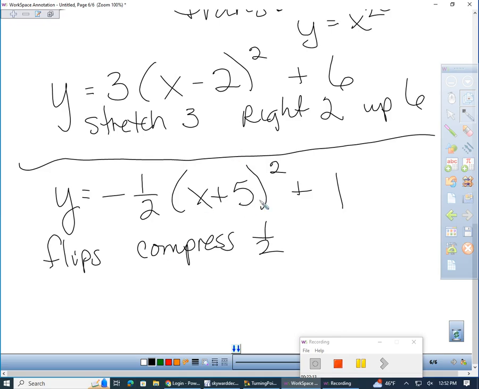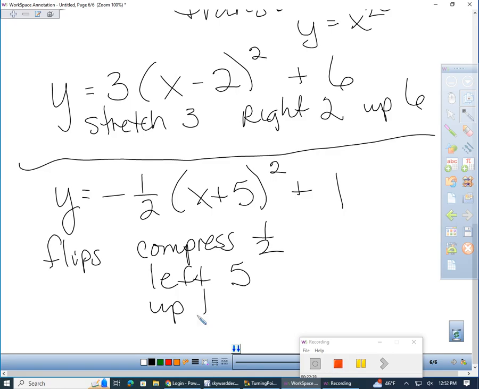Left 5. Remember, you want to set that equal to 0 and solve it. So this goes left 5. And how about the end? Up 1. Questions? Okay. Then my last example.